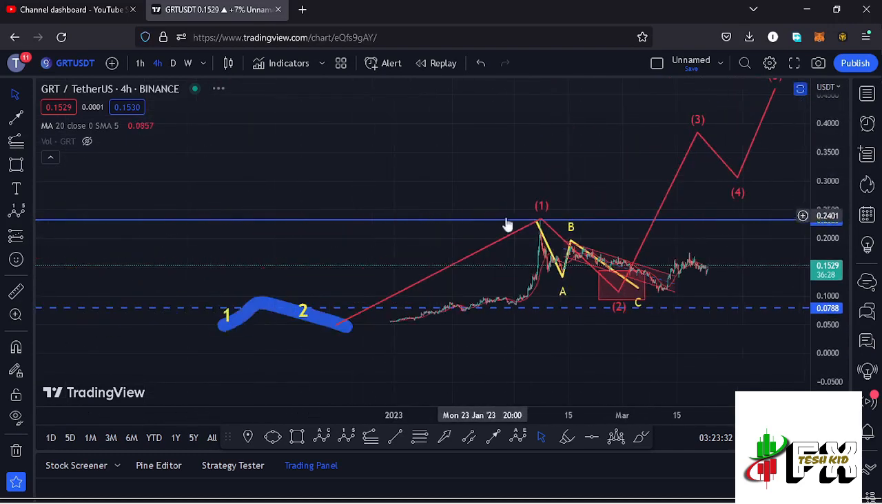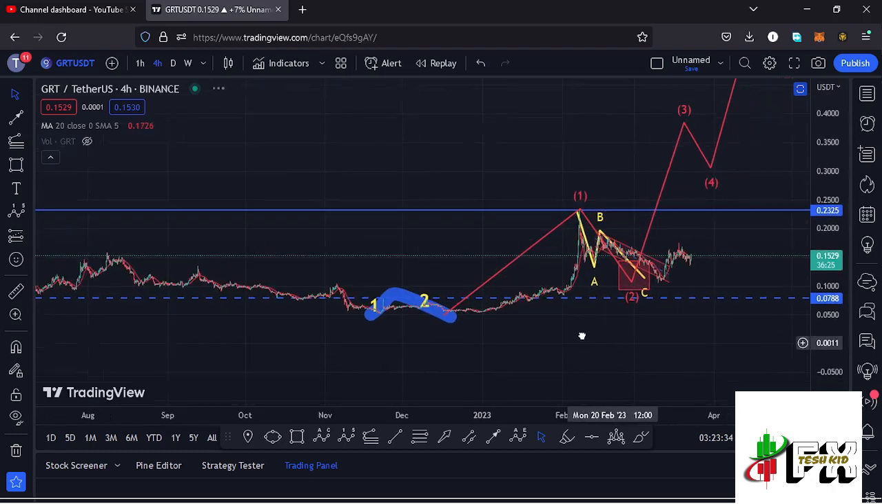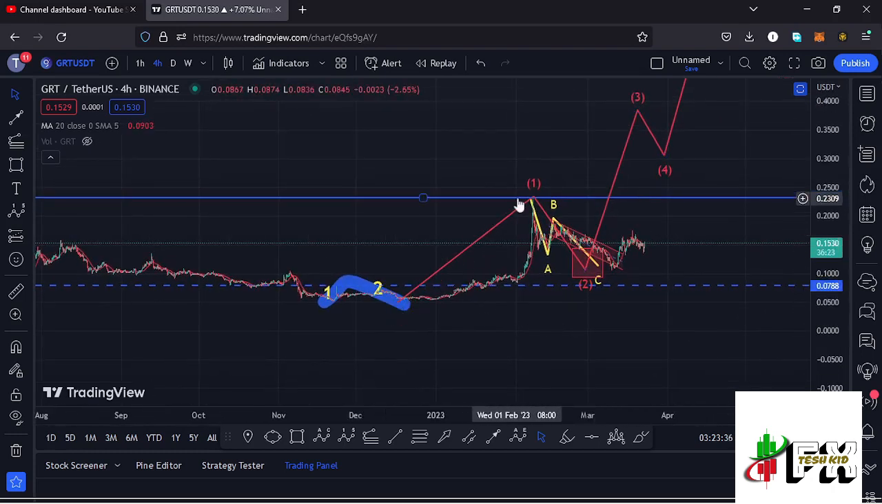And all this is playing out after we fully peaked in the formation of a larger Elliott wave count 1, and before we saw the formation of this wave 1, we first saw this 1-2 setup to the upper side before we saw the wave 1 giving us a peak at around the $0.2325 mark.